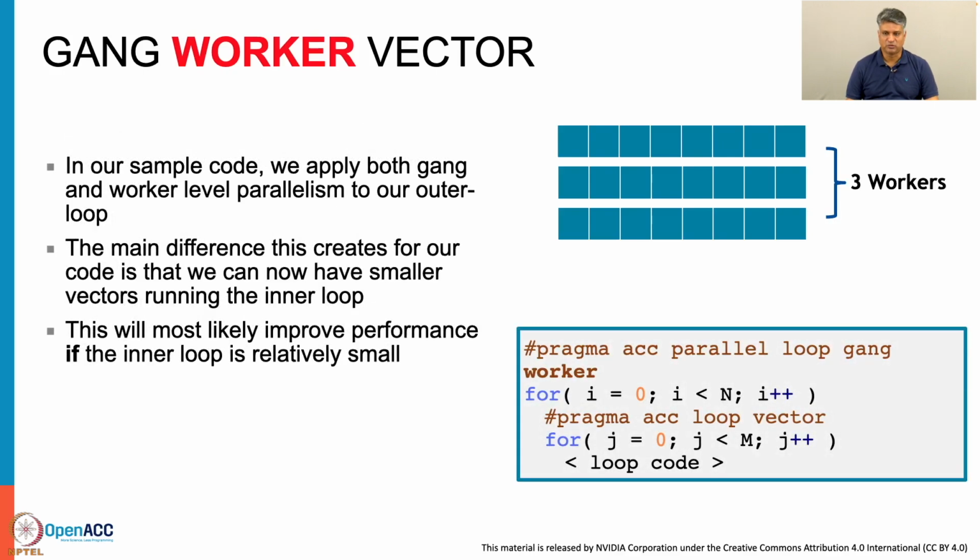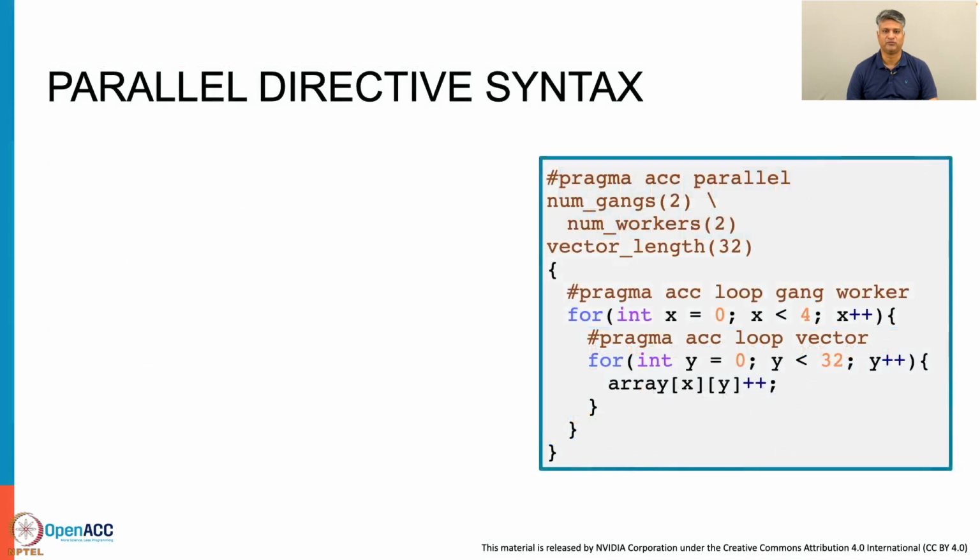In our sample code over here, we are going to apply both the gang and worker level parallelism to the outer loops. The difference is that for our code, we can have small vectors running inside the inner loop. This will most likely improve the performance if the inner loop is relatively small. If the inner loop is large, then probably it will not give us better performance.